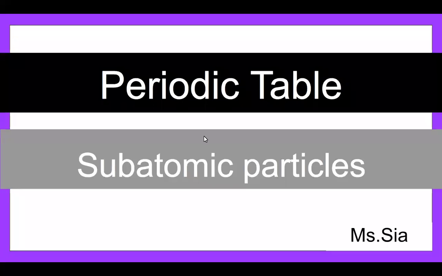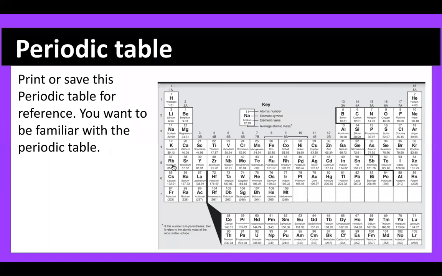Today we're going to learn about the periodic table and subatomic particles. First, this is the periodic table you usually get in the classroom. I would definitely recommend you keep it with you during class and also when you do your assignments, so you get familiar with it. You don't have to memorize it, but you want to know how to use it.